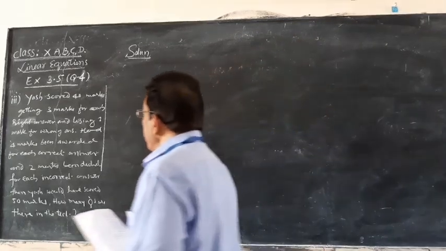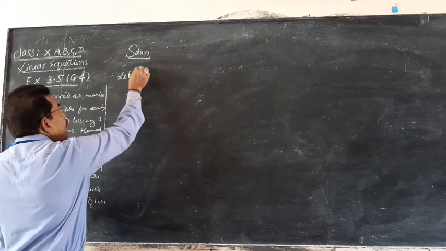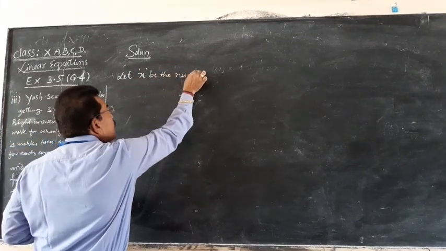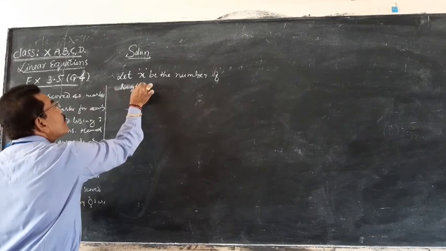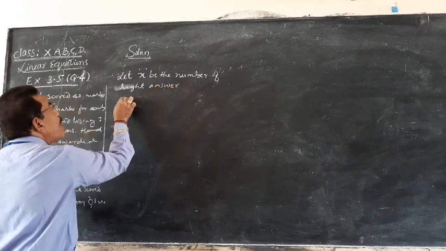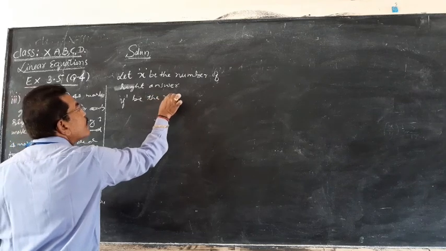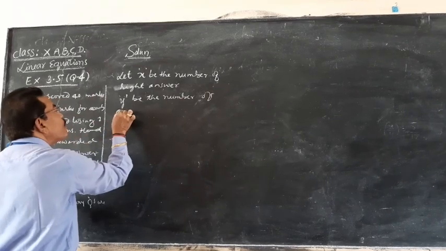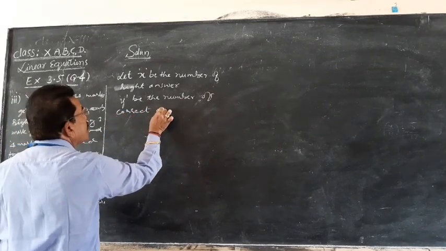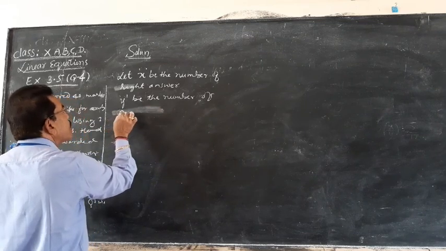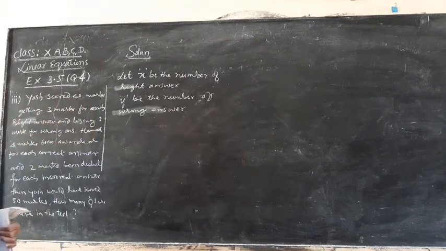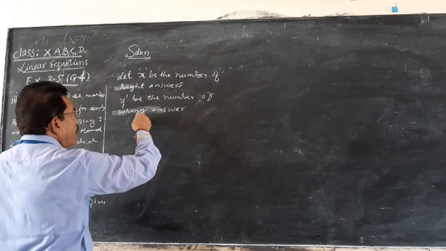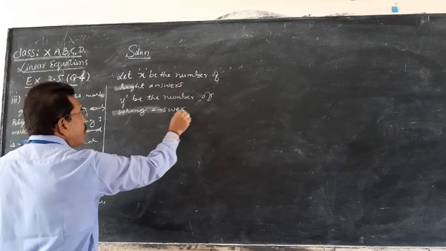Now let us consider that x be the number of right answers and y be the number of incorrect or wrong answers.